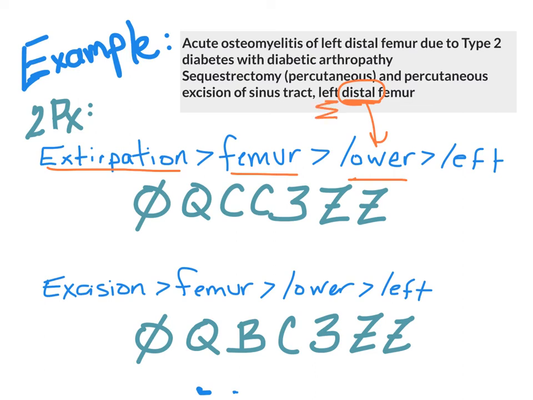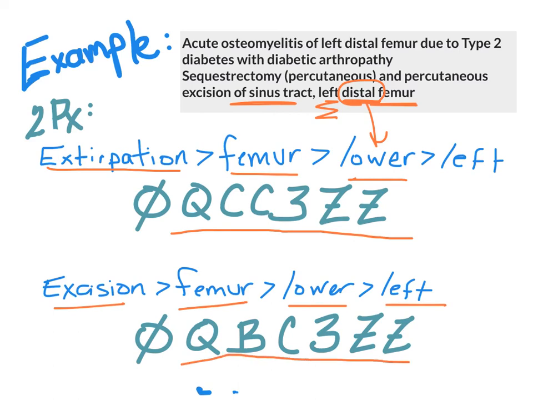So this leads us to code 0QCC3ZZ. Then we'll follow a similar path for the excision of the sinus tract, which again is within that left distal femur. So excision, femur, lower left, 0QBC3ZZ.